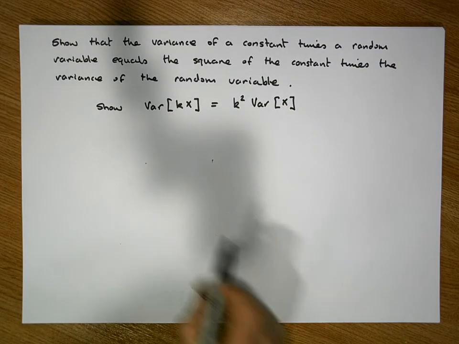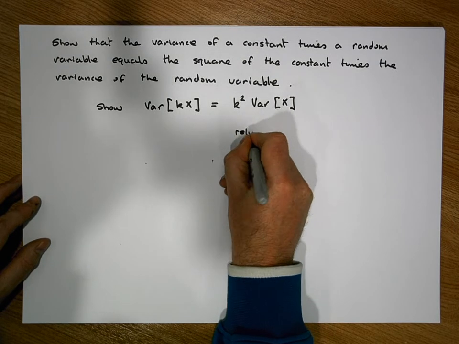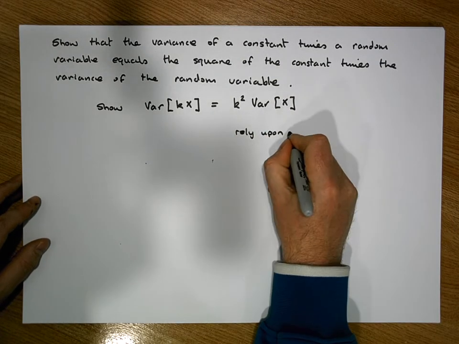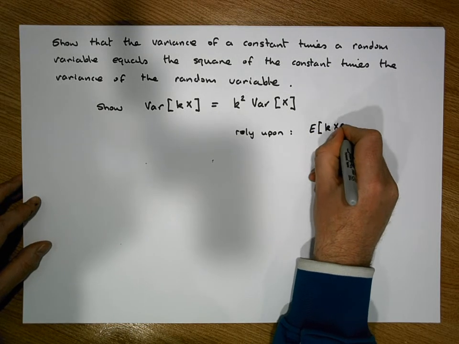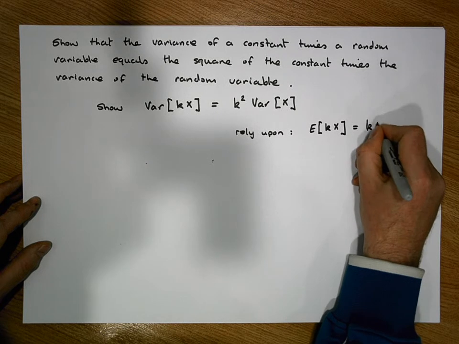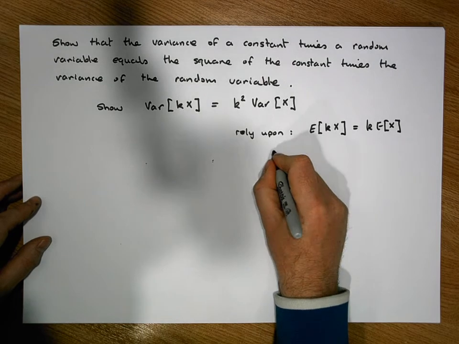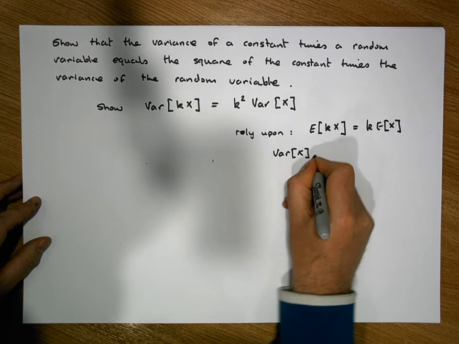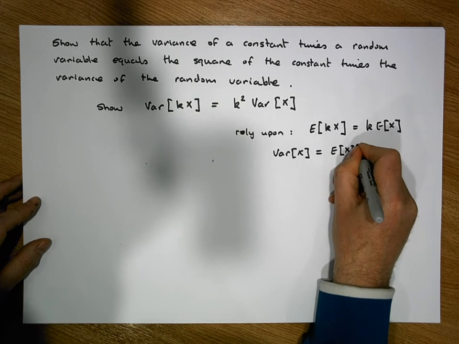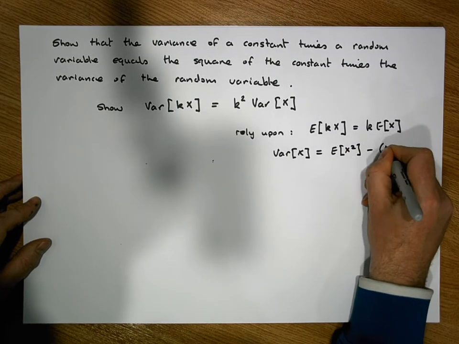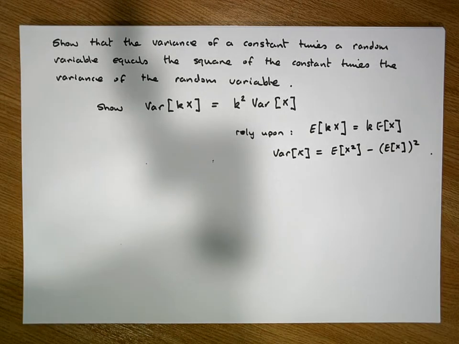Okay. Now to show this, we're going to rely upon a number of identities. So we'll rely upon two previous facts that we've proven. We're going to rely upon that the expected value of a constant times a random variable is the same as the constant times the expected value of the random variable. And we're also going to rely upon the fact that the variance of the random variable in expectation form is the same as the expected value of the square of the random variable minus the square of the expected value of the random variable. Okay, so let's do this.